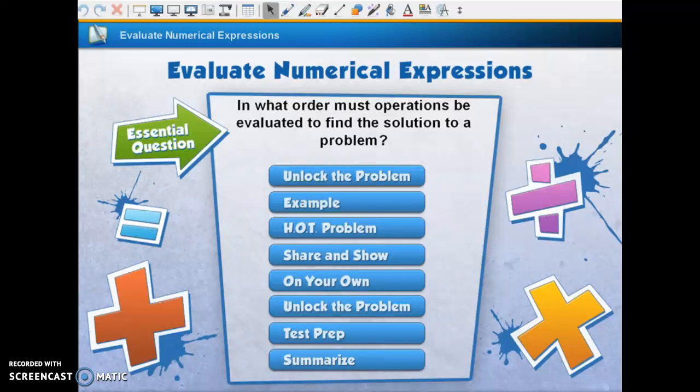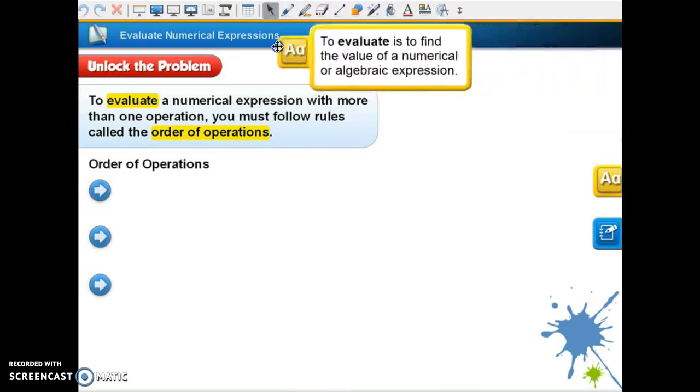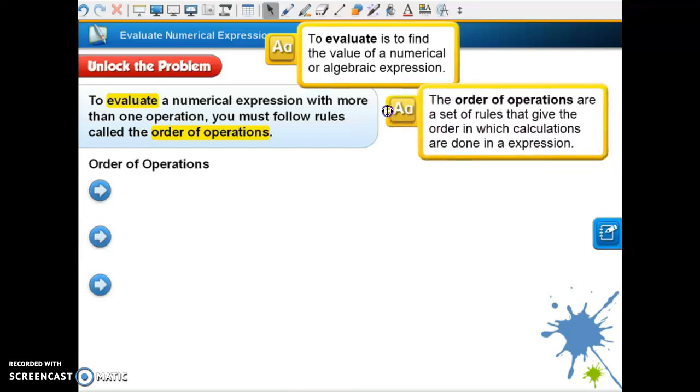Okay, we're looking at lesson 1.11, evaluate numerical expressions. What we're trying to do is use our order of operations. So in what order must operations be evaluated to find the solution to a problem? To evaluate is to find the value of a numerical expression or algebraic expression. We wrote the expressions yesterday. Today we're going to evaluate them.